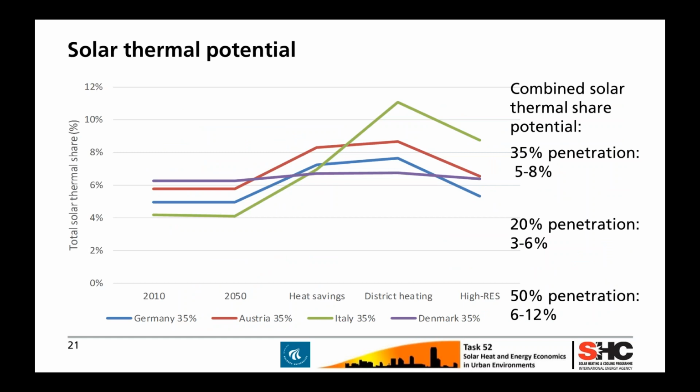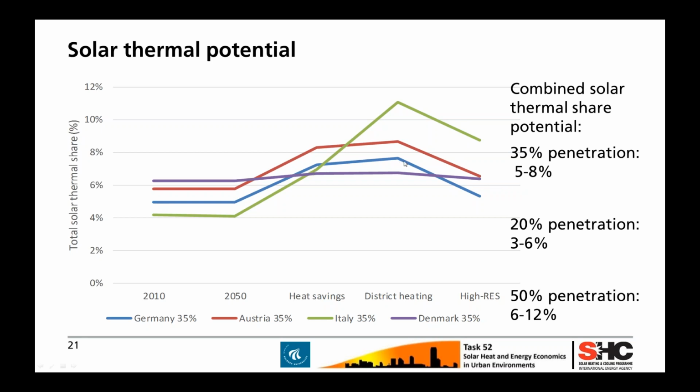Then if we look at the total solar thermal share, so the amount of heat we will see, then you can see if you have, let's say, a mix assuming 35%, and look over all these scenarios. If you go this blue line, for example, for Germany, assuming 35% of the buildings are connected, with these different scenarios, you might increase it.